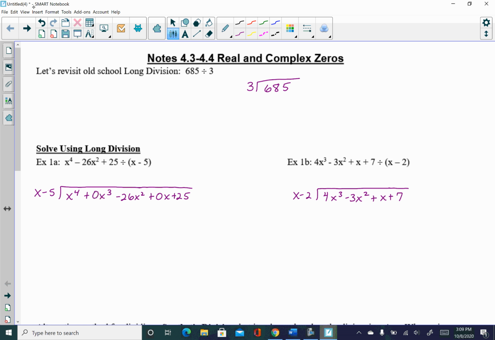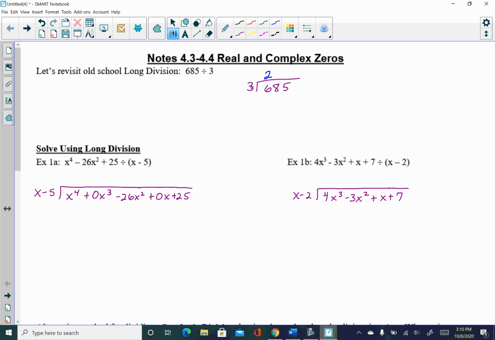So I thought here at the top we'd revisit old school long division where we just had 685 divided by 3. Going to go through that process before we step it up a notch just below here in the bottom two examples where we look at dividing a polynomial by a factor. So if we do old school long division, remember how you put your divisor out here and you ask yourself, well, 3 times what gives you 6? And that would be 2.